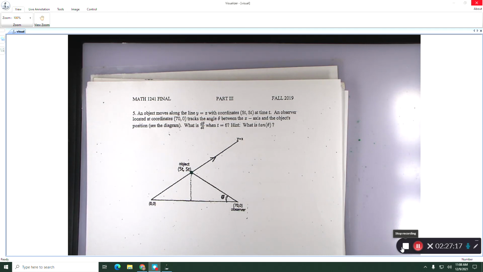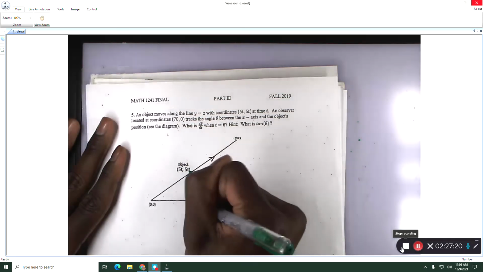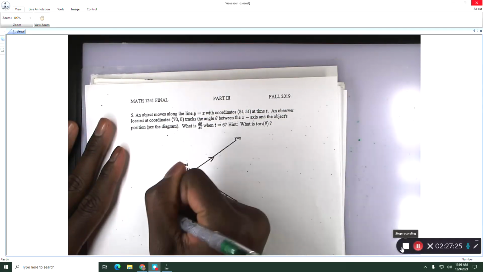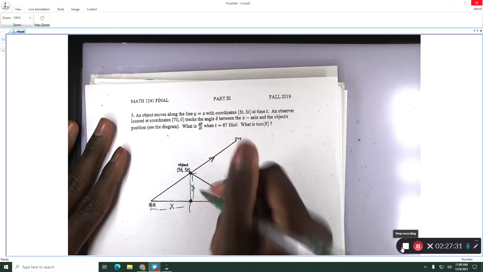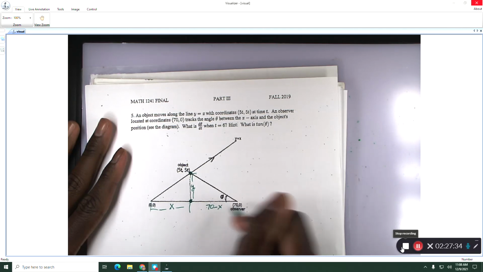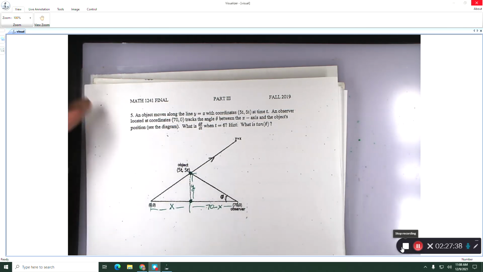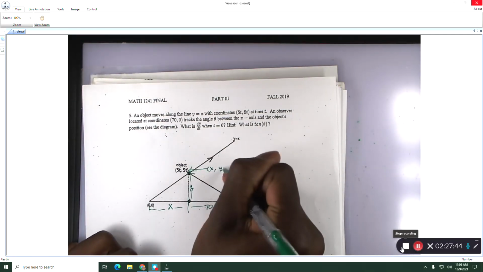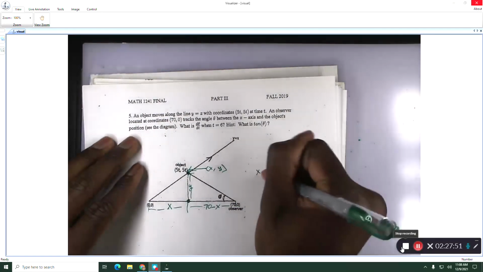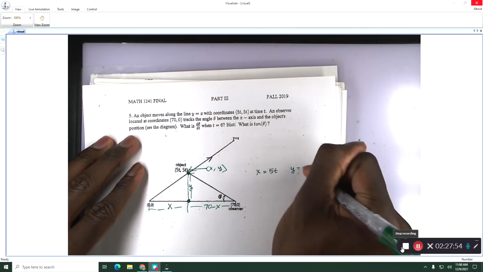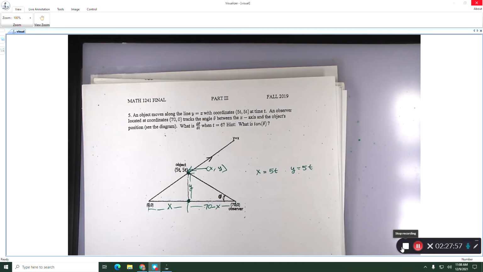Now, I'm going to do some labeling. This distance here is the x. This is my y distance. And this is going to be 70 minus x, right? The things that don't change, I want to make sure that I put them down. Now, these are my x and y coordinates as functions of time. x is equal to 5t, and y is equal to 5t. Okay. Then I'm looking here. I want to find d theta dt when t is equal to 6.